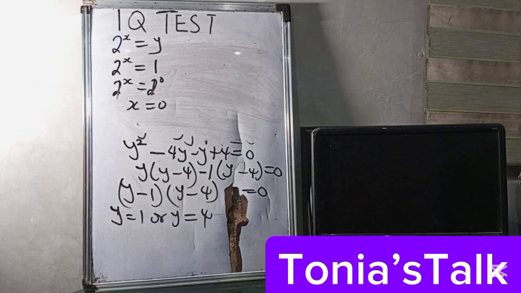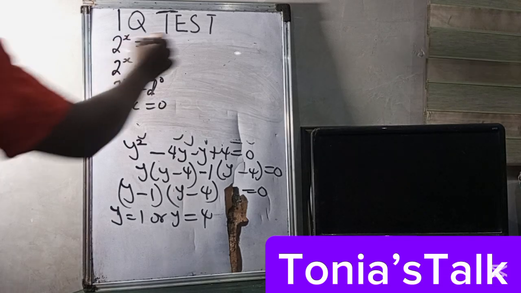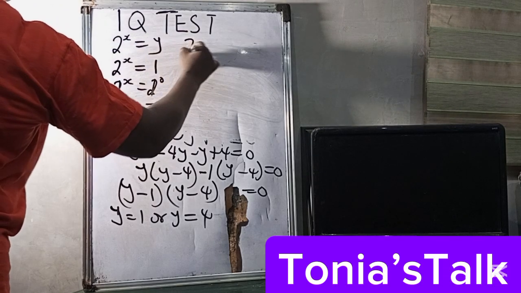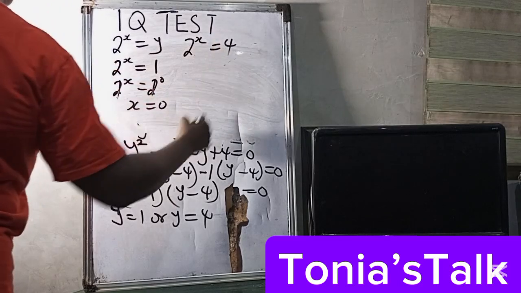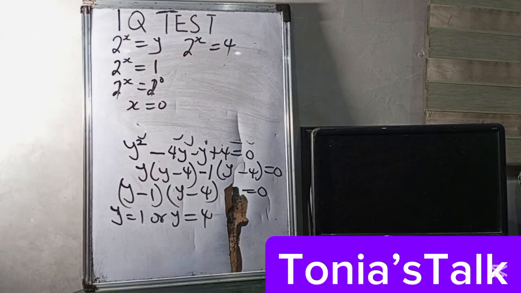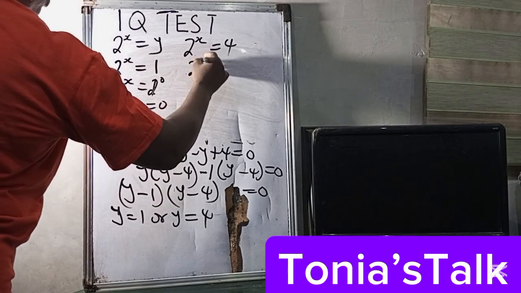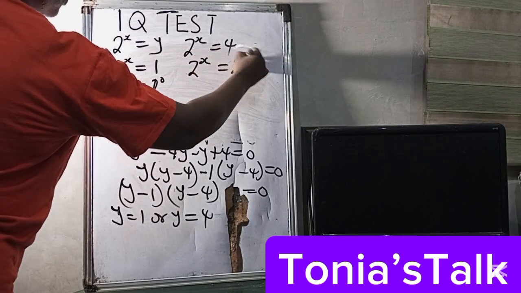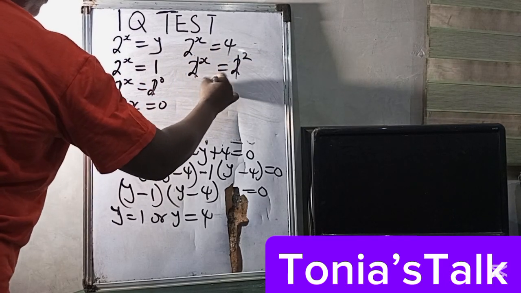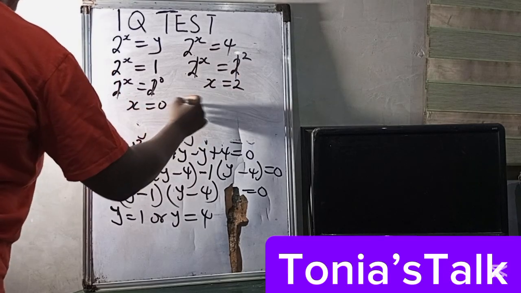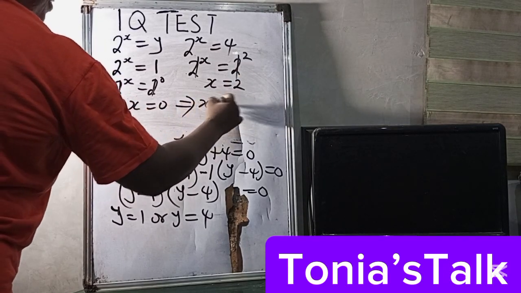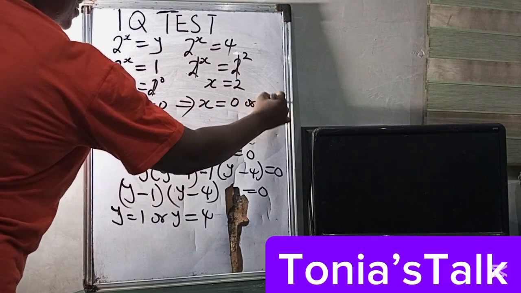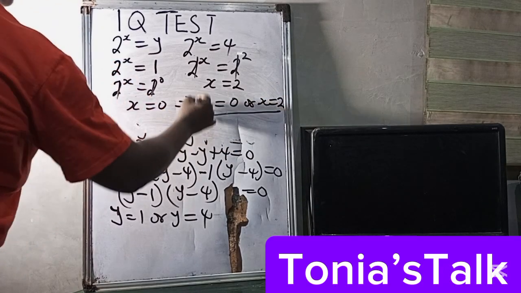When y is equal to 4, we have 2 raised to power x to be equal to 4. Okay, we still change 4 to base 2 so that it will be in the same base, 2 raised to power 2. Then here cancel here, we have x to be equal to 2. So this implies that x is equal to 0 or x is equal to 2. That is our final answer.